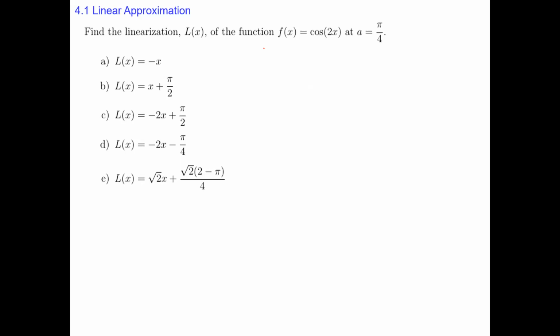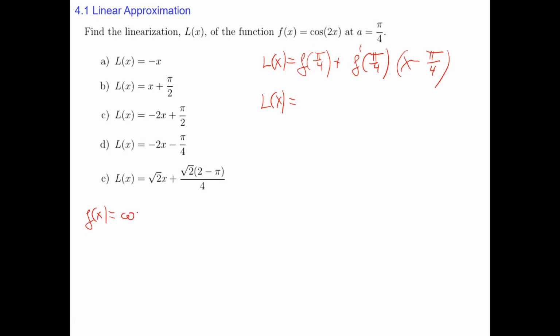Okay, linearization. Find the linearization for the function cosine of 2x at pi over 4. We remember that it's just a tangent line. But in point slope form, I can rewrite that way: f of pi over 4 plus f prime at pi over 4 times x minus pi over 4. Okay, let's see. The function is defined as cosine of 2x.